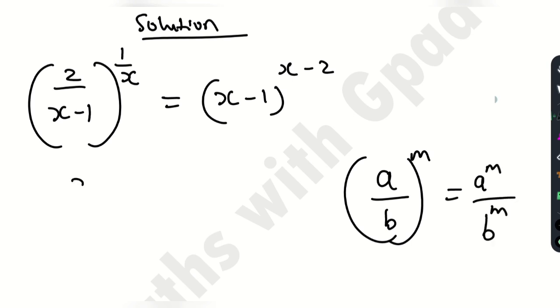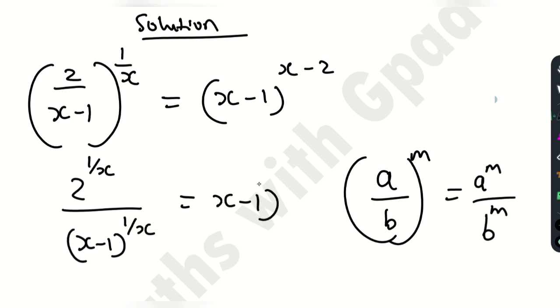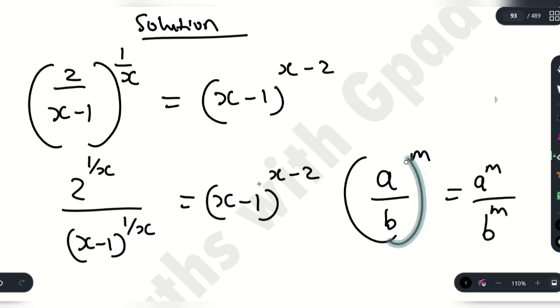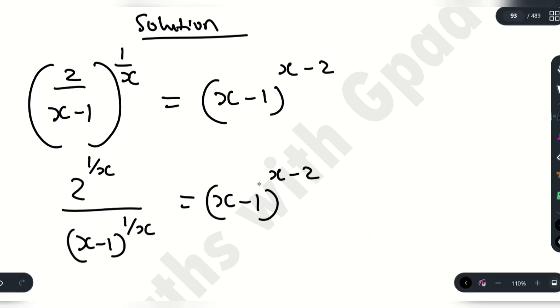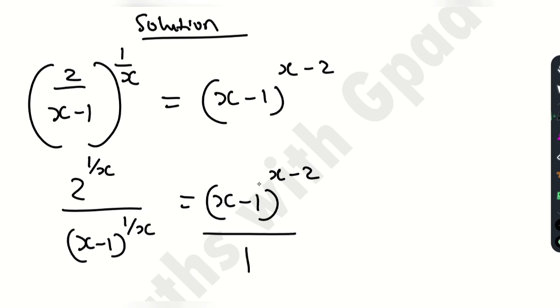So I'm going to write 2 raised to the power of 1 over x over what? x minus 1, all raised to the power of 1 over x. Okay, so this is equal to what? x minus 1, all raised to the power of x minus 2. Okay, so what am I going to do next? I'm going to cross multiply. So I'll have it like this and like this.